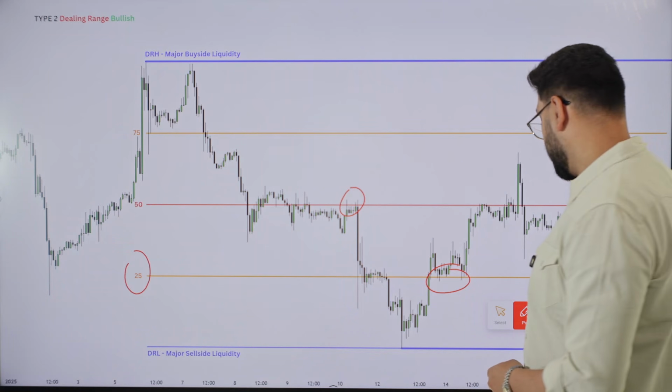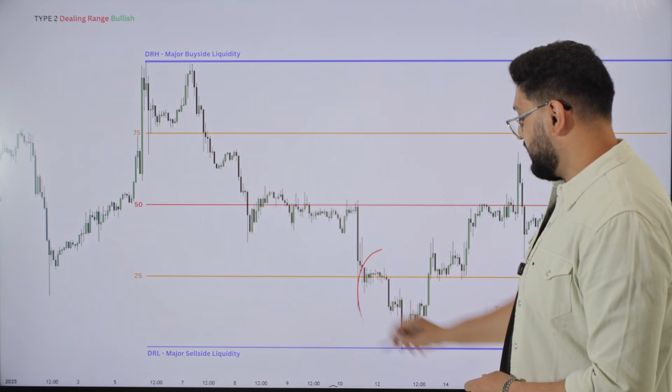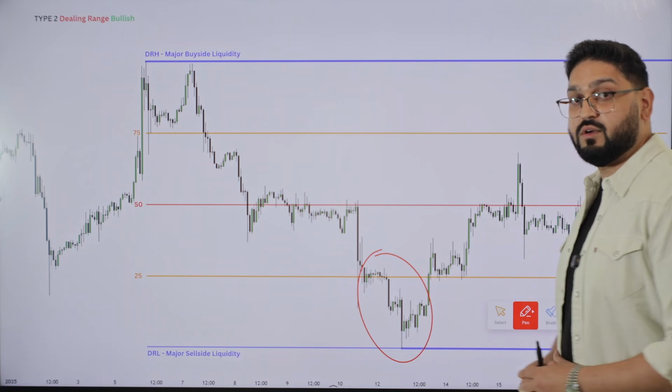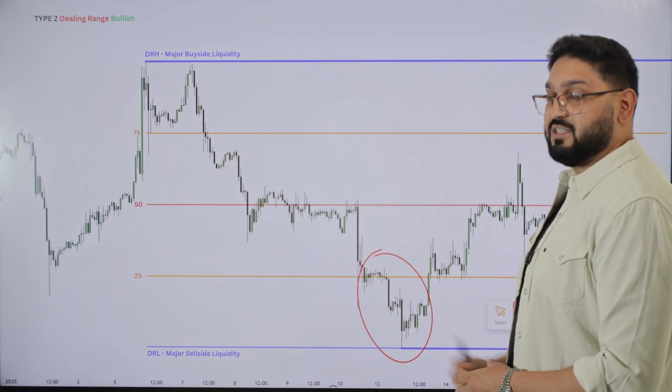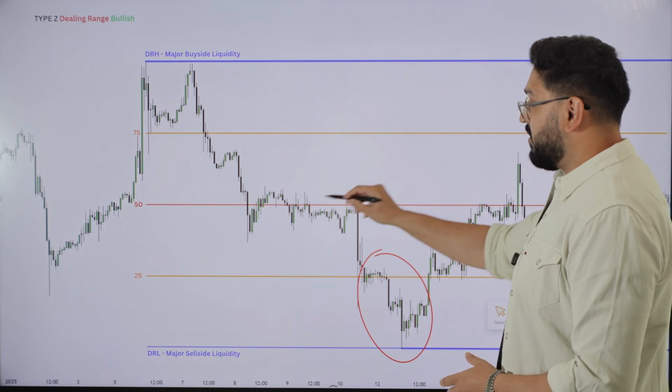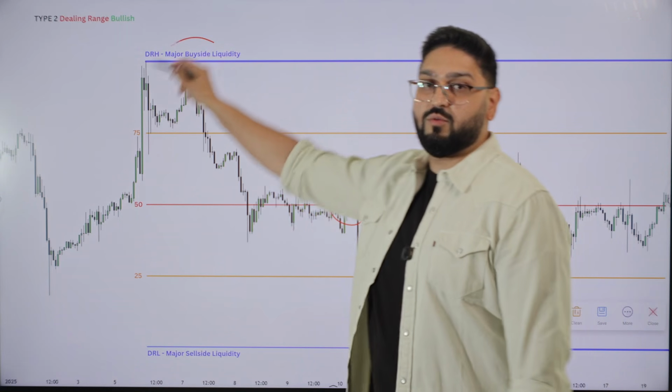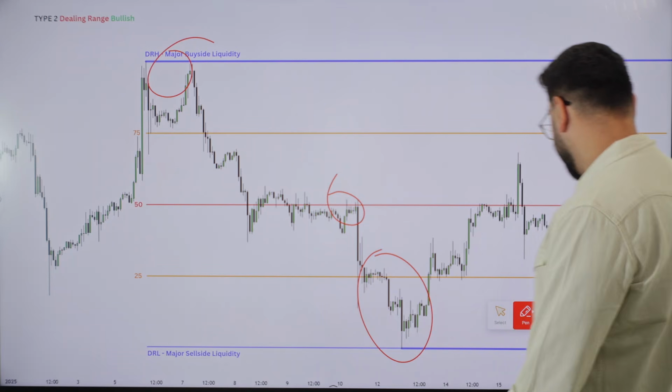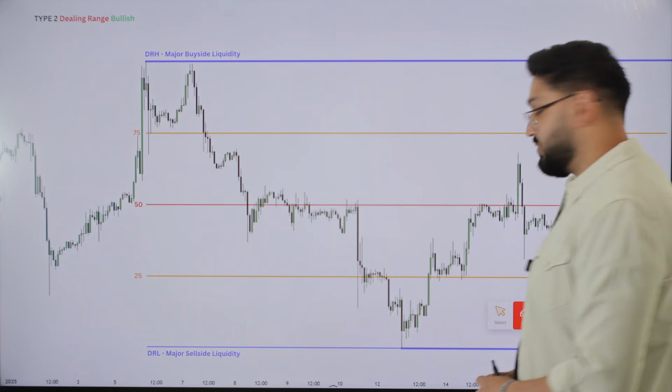What we're seeing over here in the lower quarter of that parent dealing range is the exact same thing that we're seeing from this dealing range and from the dealing range up there. Now that's one for your studies.